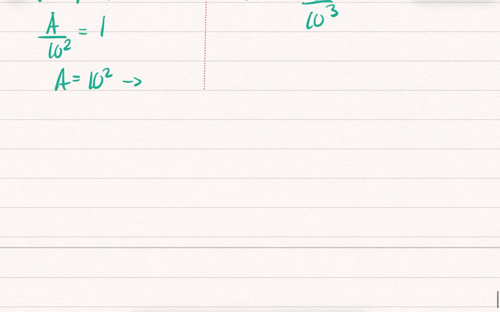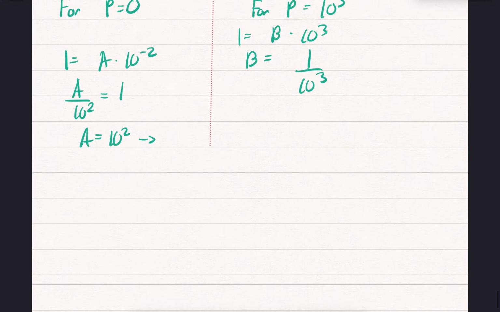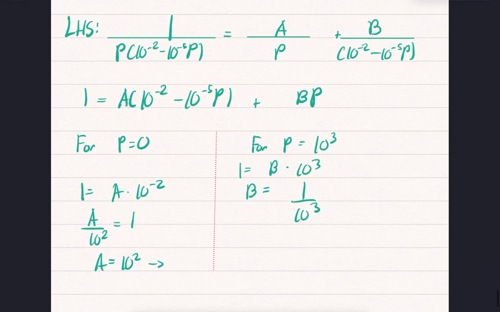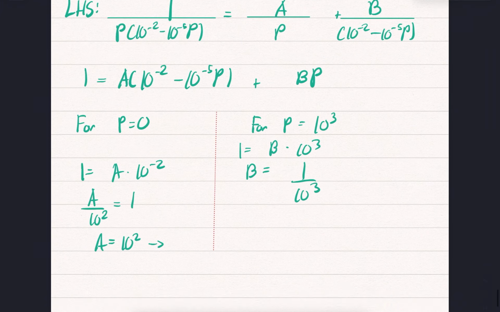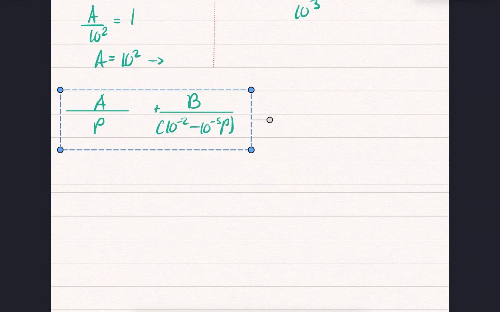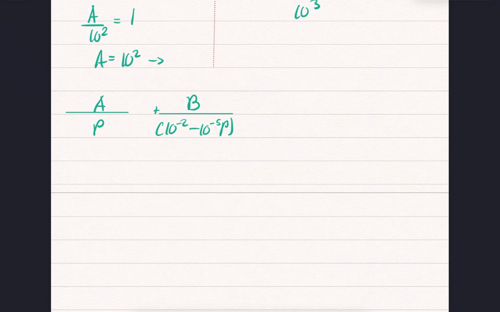Okay. So now that I have my coefficients, right? I'm going to copy this so I don't have to rewrite it, and put this right here. And now this is equivalent to 10 squared, the integral of 10 squared over P plus 1 over 10 cubed. I'm just going to bring it on the outside just to make my life easier.